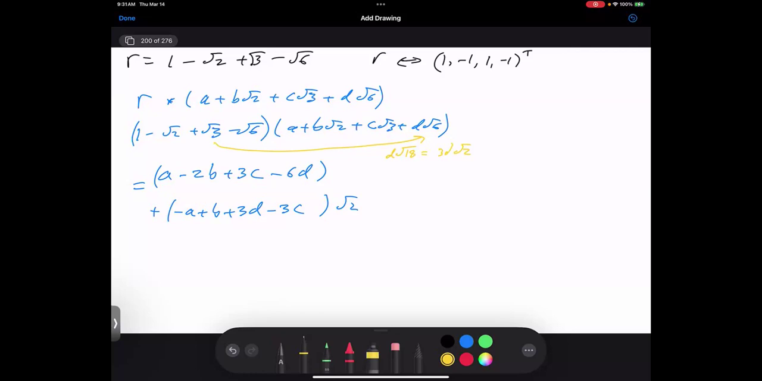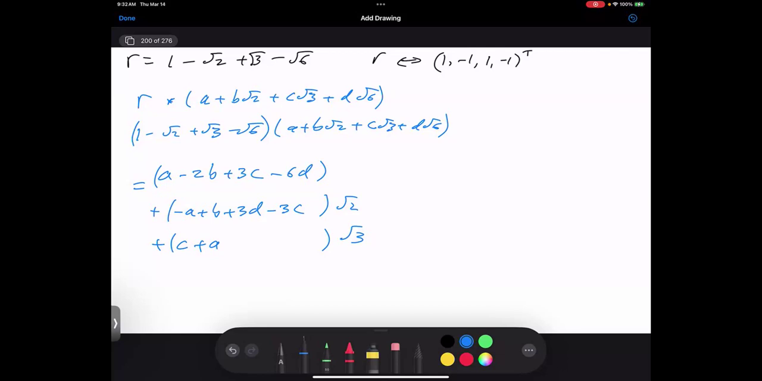Okay, and then instead of writing it like this, I'm actually going to write it in a slightly different order. I'll fix it later. Let's now think about how we can get a square root of 3 term. If I want to get a square root of 3 term, I could have the 1 hits the C, right? I could have the A hits the square root of 3. I could have the negative root 2 hits the D root 6, right?